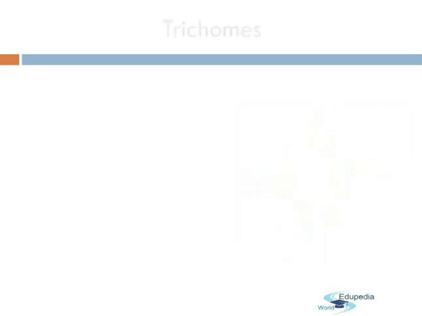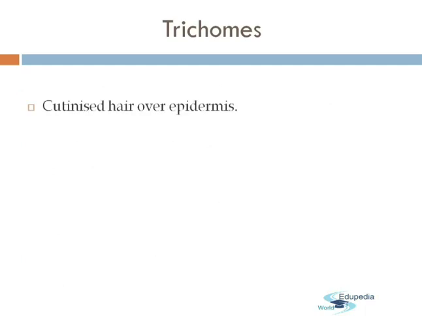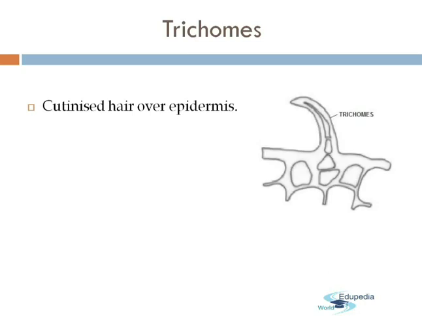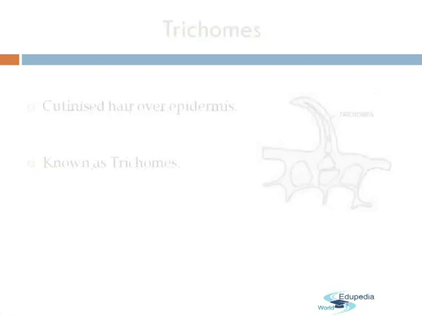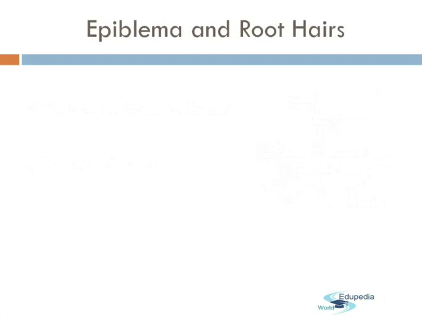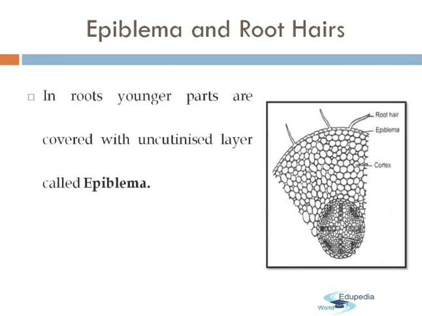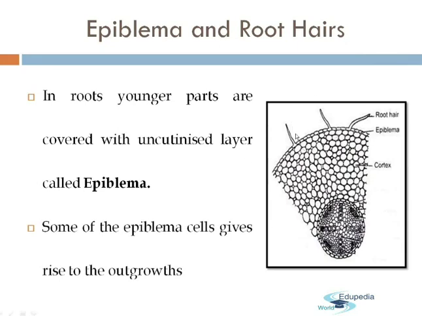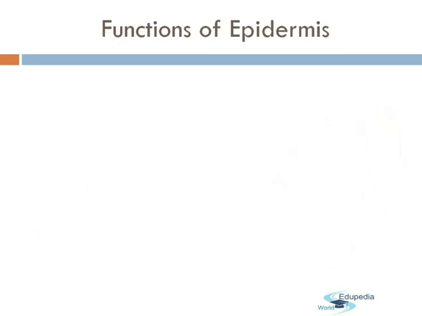The next important structure which is found on the epidermis are the trichomes. Now, these trichomes are the cutinized hairs which are present over the epidermis and they have a structure like this. And they also help in the absorption and the protection of the delicate organs. Next, specialized structure which is found on the epidermis are the root hairs which are found on the epiblema. Now, what is an epiblema? The outermost layer of the young roots is known as the epiblema, and this epiblema gives rise to the outgrowths known as the root hairs. The basic function of the root hairs is to increase the surface area so that the plant can absorb maximum nutrition from the soil.